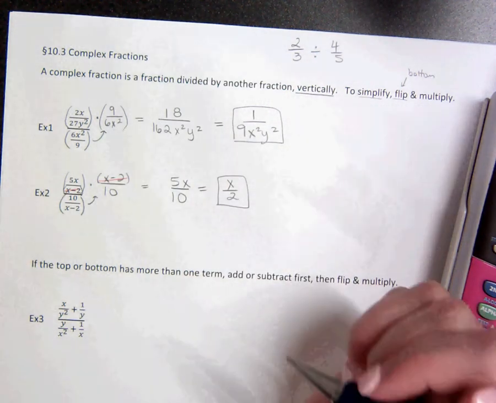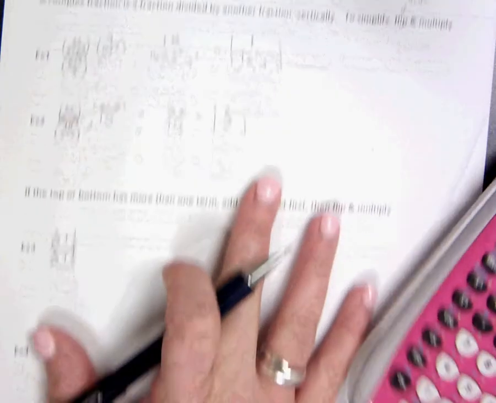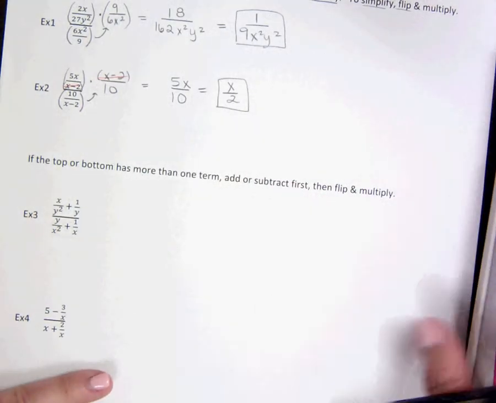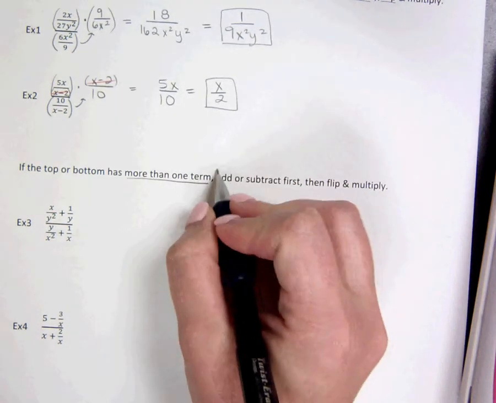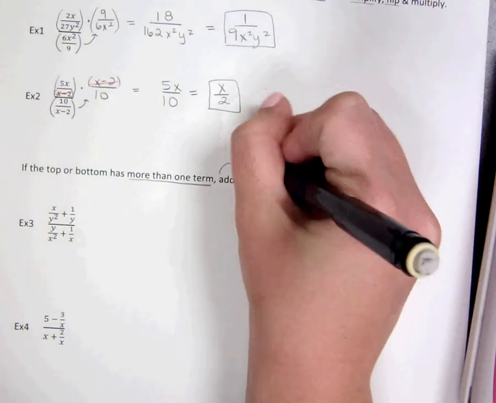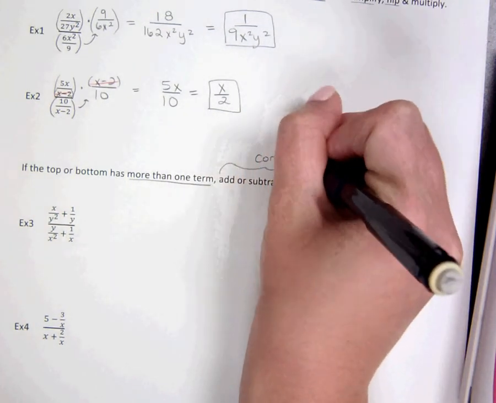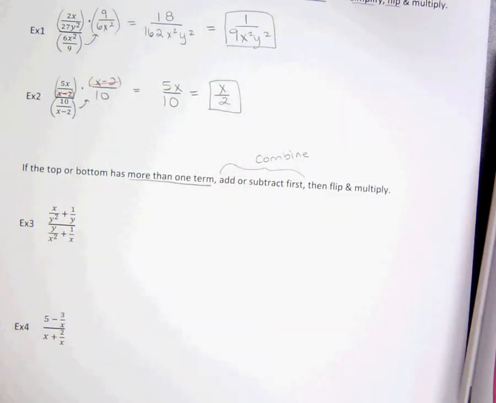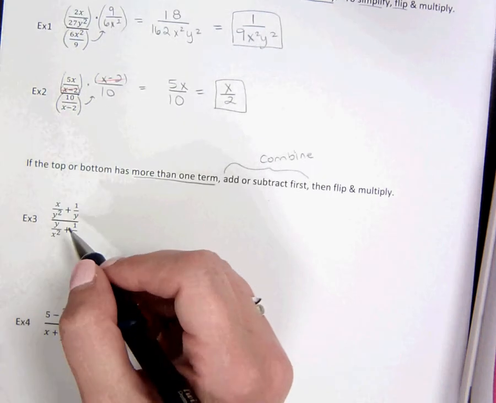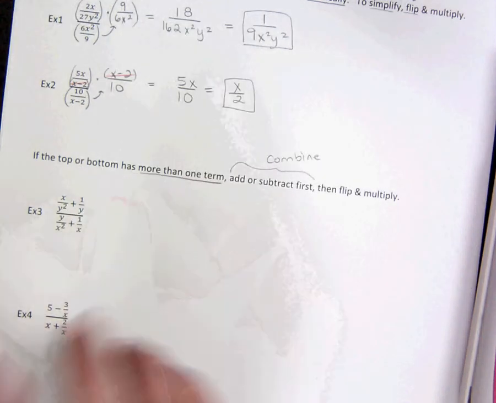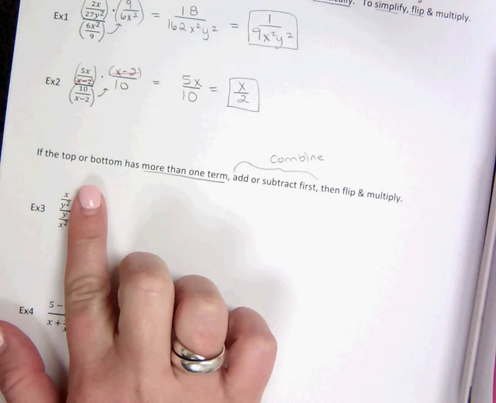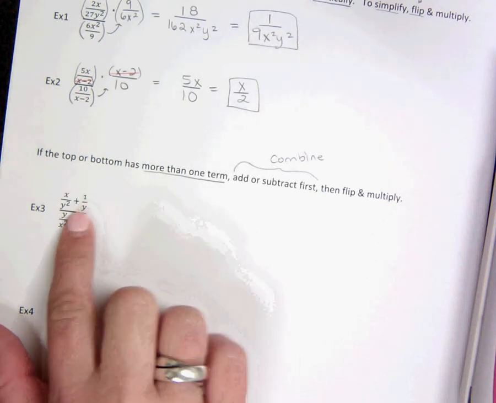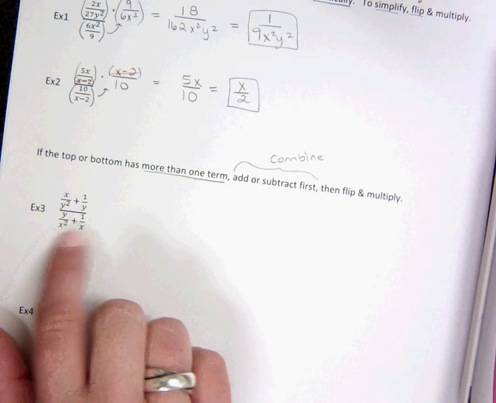They can get worse, of course. So if the top or bottom has more than one term, which is often the case, you add or subtract first. You want to combine to get one top and one bottom, and then flip and multiply. So example 3 looks so much worse. And that's because instead of having one term, like examples 1 and 2 did, it has 2 terms on top and 2 terms on the bottom.